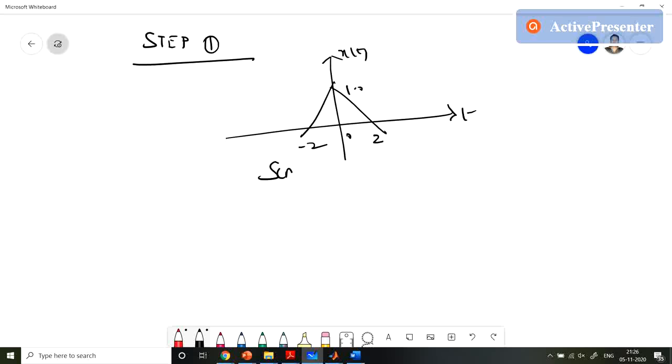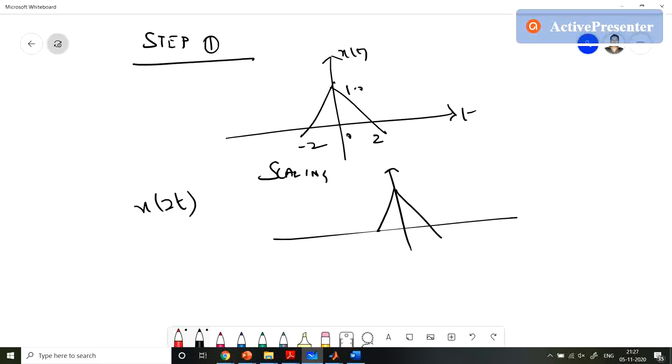So let us do the scaling, and we are going to do x(2t). x(2t) will scale it to -1 to 0 to +1, because this gives time compression. Basically the signal is time compressed.